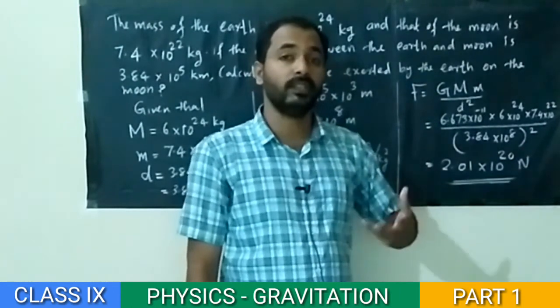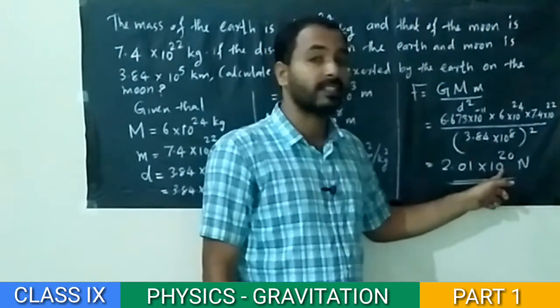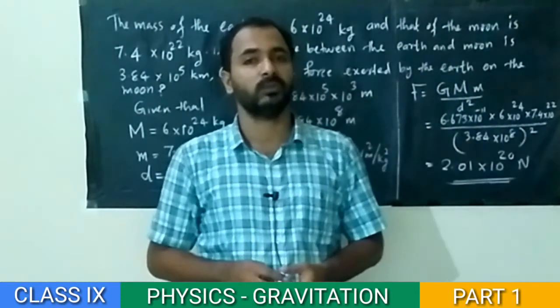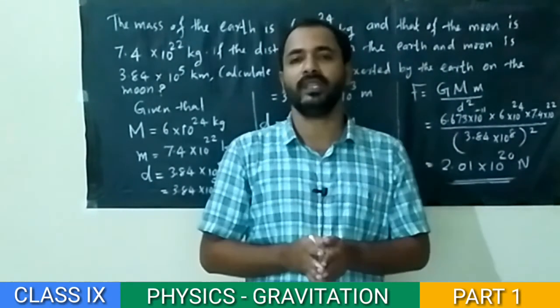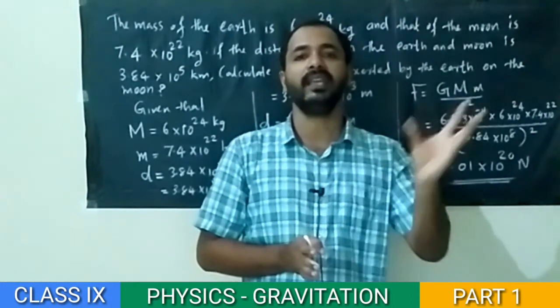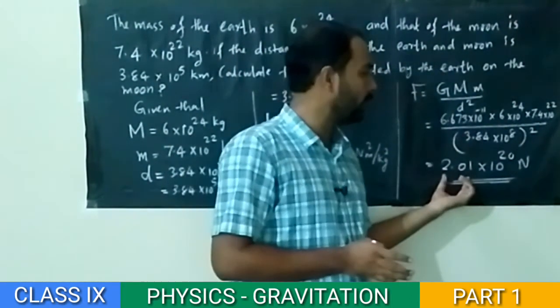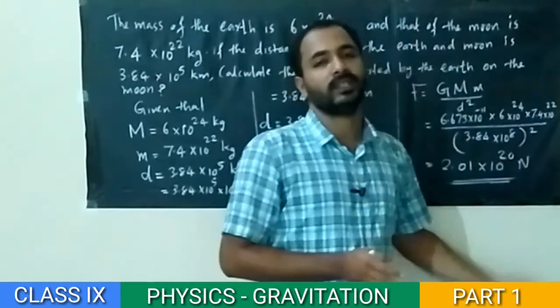10 raised to 20 means 20 zeros after the 10. It is a very, very big value. So the force of interaction between the Earth and the Moon is a very high force. Its value is 2.01 × 10^20 Newton.